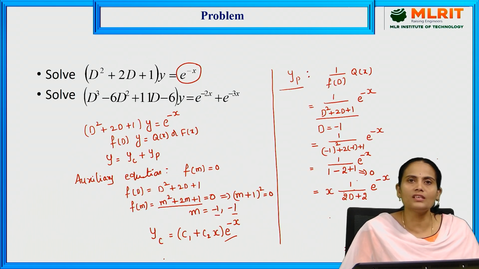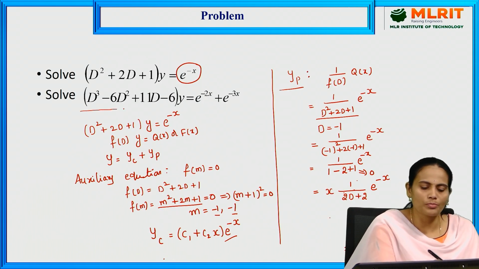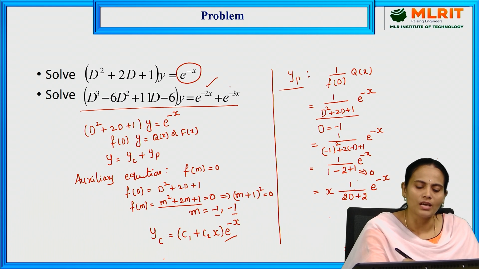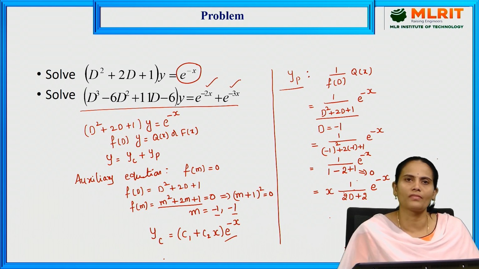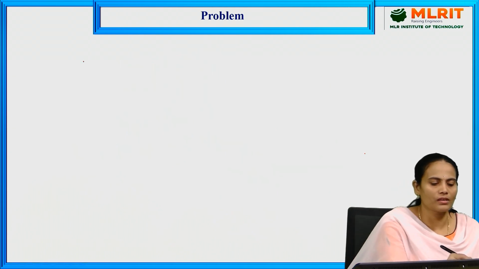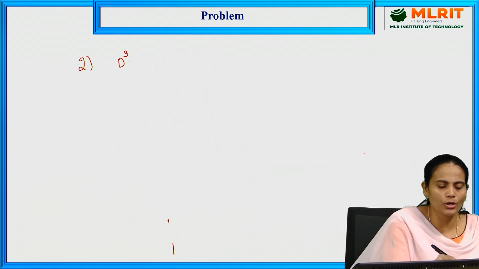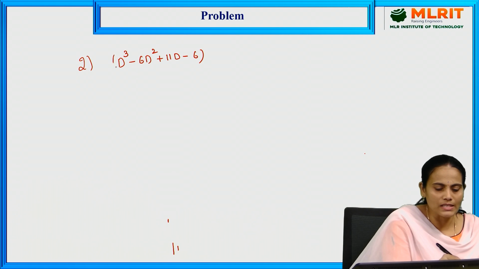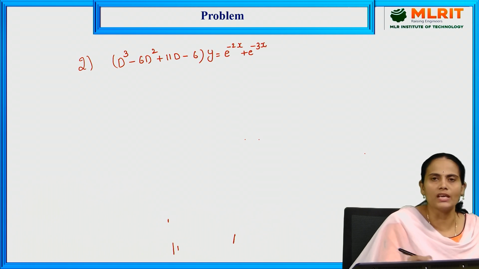So now let's see the other problem. So this is the next problem. (D cube minus 6D square plus 11D minus 6) into y is equal to e power minus 2x plus e power minus 3x. So now we will see the solution of this differential equation. So the second one is (D cube minus 6D square plus 11D minus 6) into y is equal to e power minus 2x plus e power minus 3x.